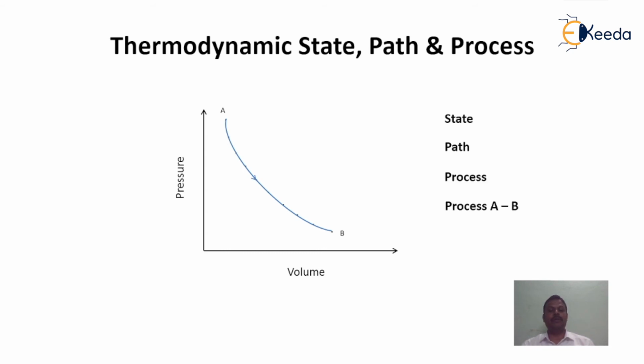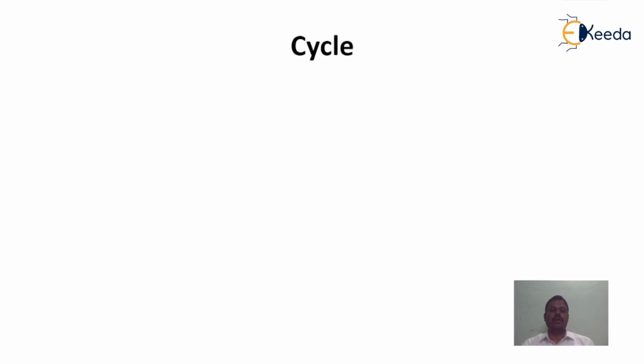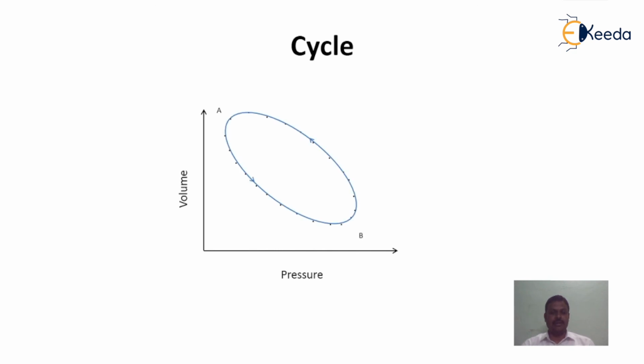Process AB is a process. The processes may be constant volume process, constant pressure process, isothermal process, etc. A state change in which the initial and final states are identical is called a cyclic process. The process ABA is a cycle, it is a cyclic process.